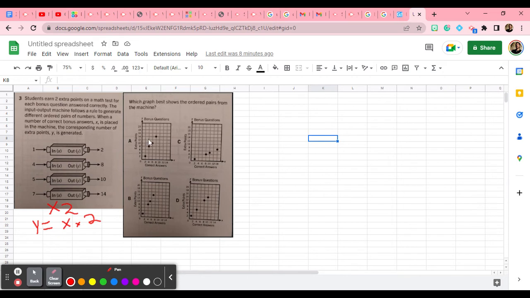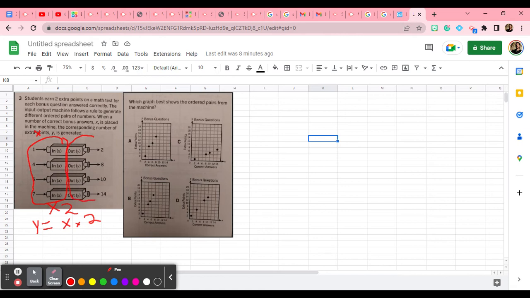Okay, but what this question's really asking us is to graph which graph shows the ordered pairs from the machine. Okay, so they're wanting us to plot this one in our class. When we do our ordered pairs, okay, our X always comes first. So I'm going to go ahead and write our ordered pairs here on the side. So, and then that's our X over here, and our Y will be over here.